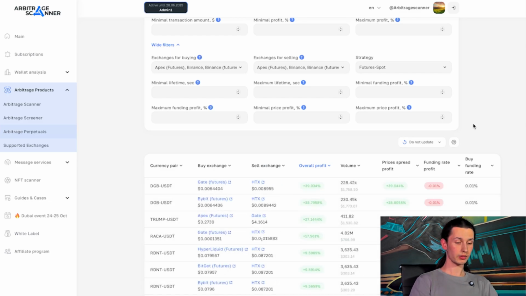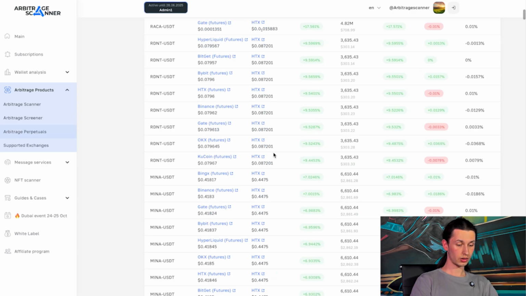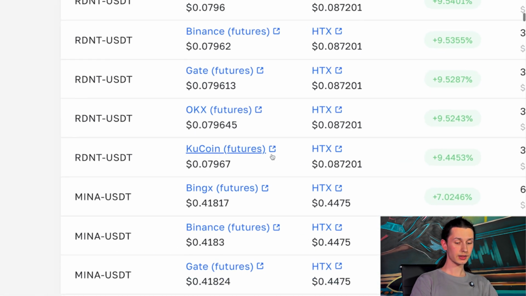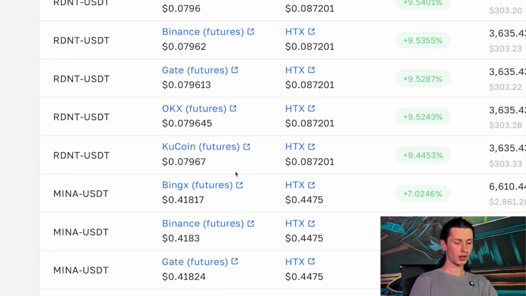For example, this one. We have a token called MINA on HTX and DEX. There is a spread of 7%. It is some kind of strange spread because I see it a lot, and on HTX this MINA token is always trading at a higher price than any other exchange. So what can we do here?